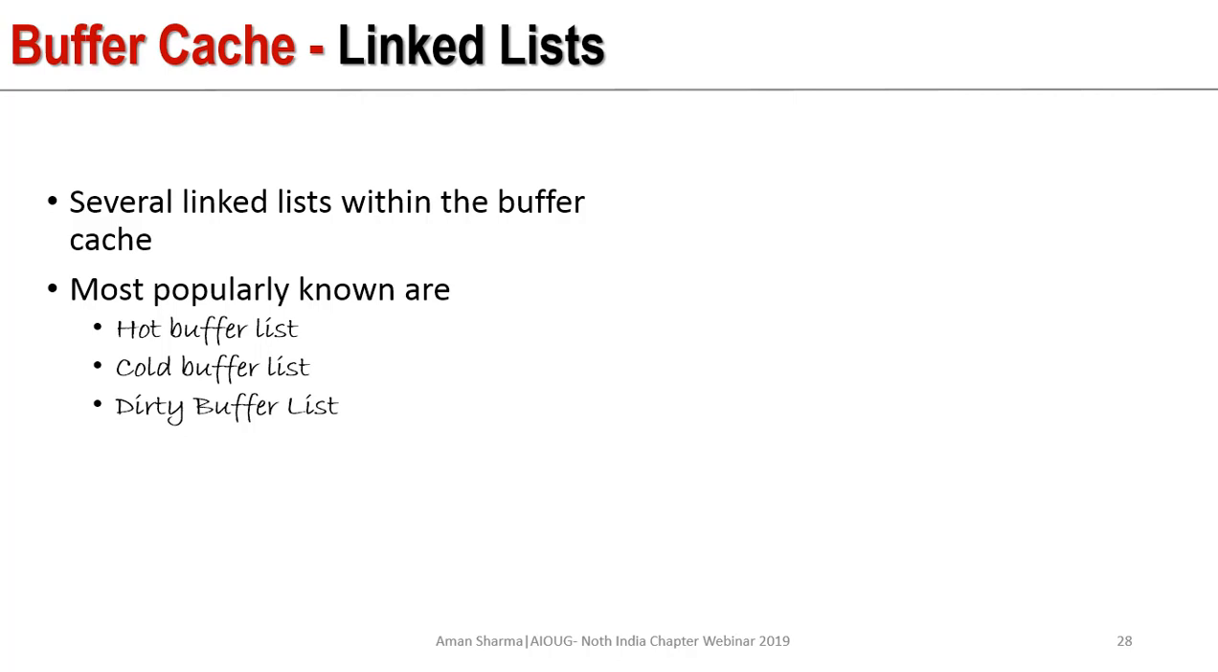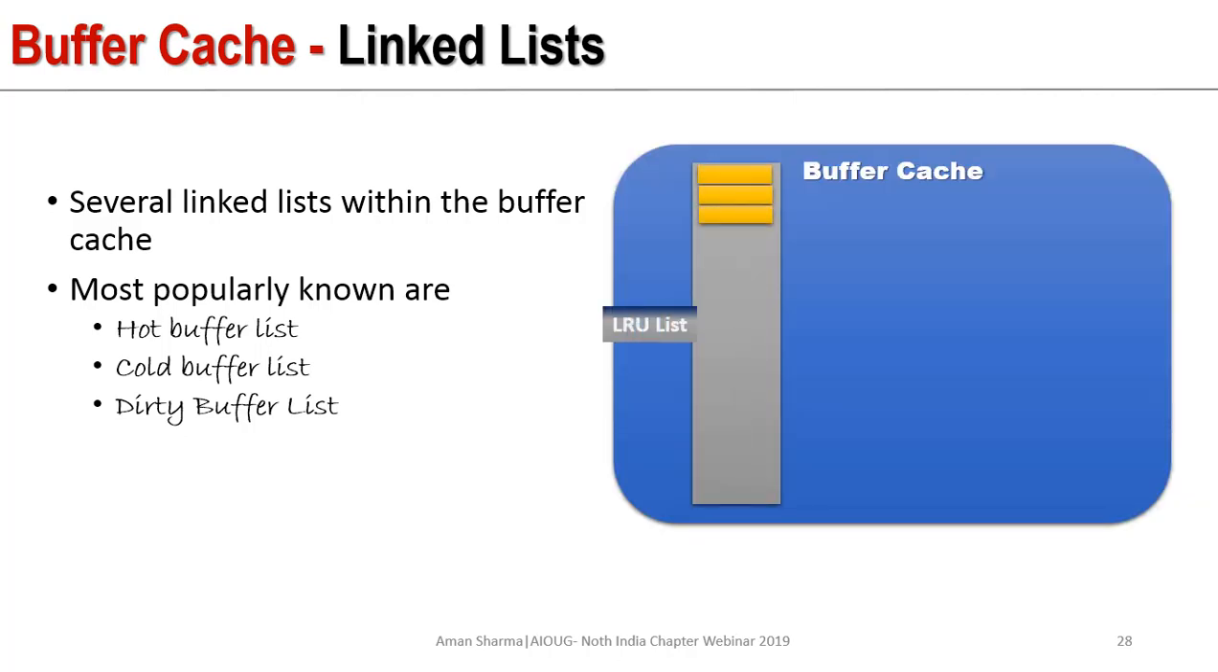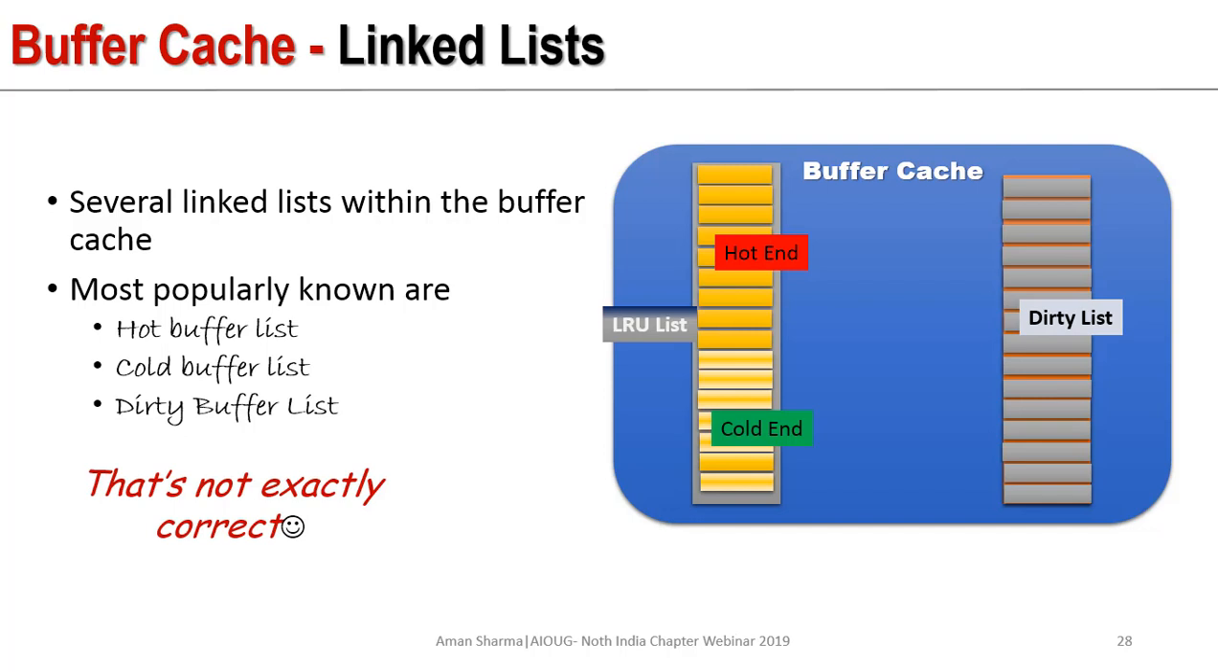Now, a very common understanding is that the buffer cache is maintained by a set of linked lists: a so-called LRU list and a so-called dirty list, with something called a hot end and something called a cold end. These are common terminologies used to explain buffer movements within the buffer cache, which is okay to a certain extent, but not entirely correct.